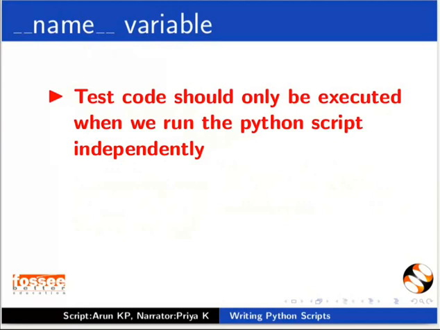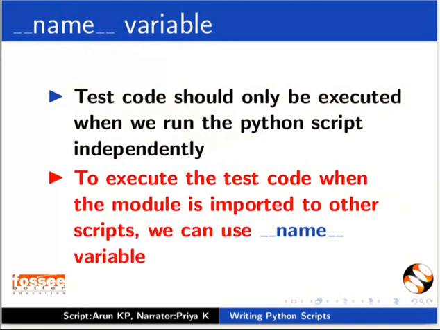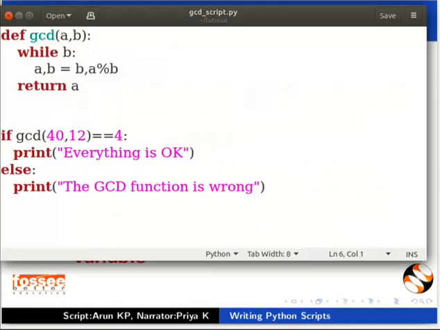Test code should only be executed when we run the Python script independently. To prevent the test code from executing when the module is imported to other scripts, we can use the __name__ variable. Hereafter, I will call this the name variable. First, we shall look at how to use the variable and then understand how it works. Now we will add this variable in the script gcd_script.py.